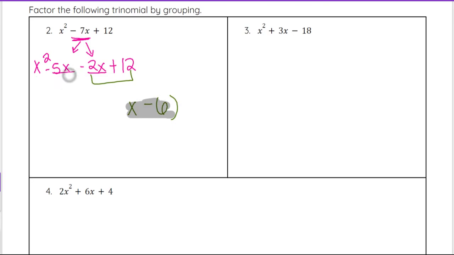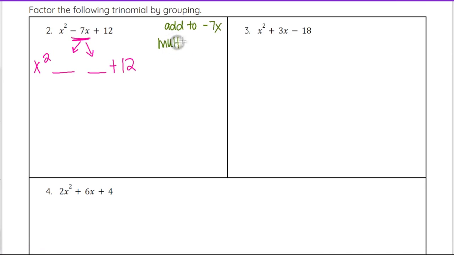So what I need to do to ensure that I pick 2 numbers or 2 terms that combine to that negative 7x, but still will get me to be able to group, I need to not only make sure that they add to that negative 7x, but they also need to multiply to our a times our c. So a is the number in front of the x squared, which is going to be 1, and then c is 12. So 1 times 12 is 12. So we need to think of the factors of 12.